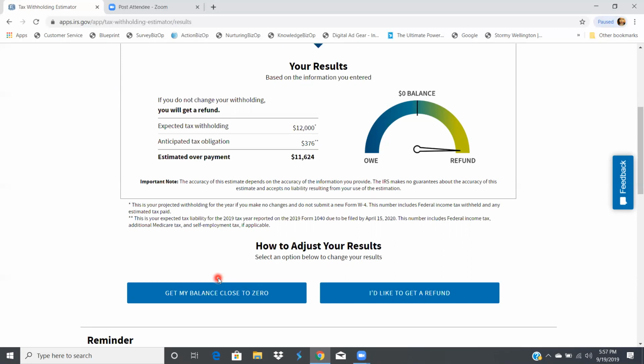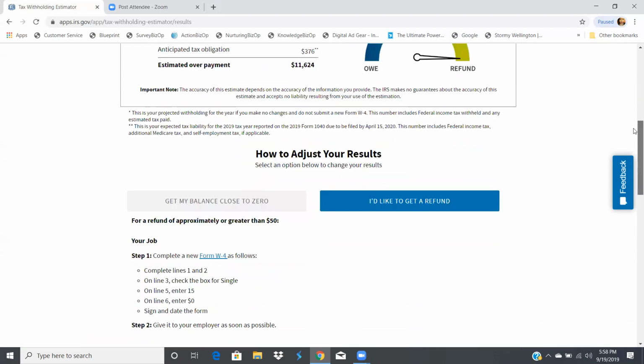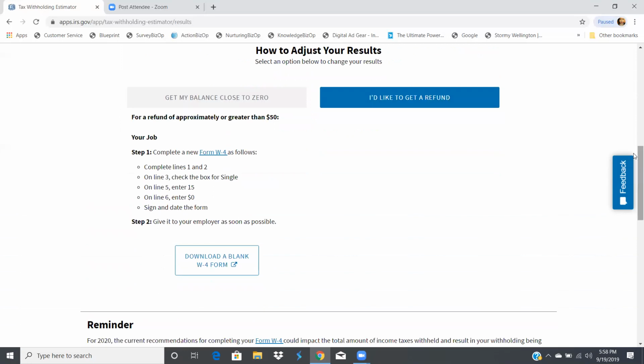But for those people who need your money now, who would like to invest your money now, who would like to earn interest off your money now, whoever wants to stop living paycheck to paycheck now, you're going to click get my balance close to zero. And what the IRS is going to do is tell you the number of allowances you're going to be able to claim so that you break even.